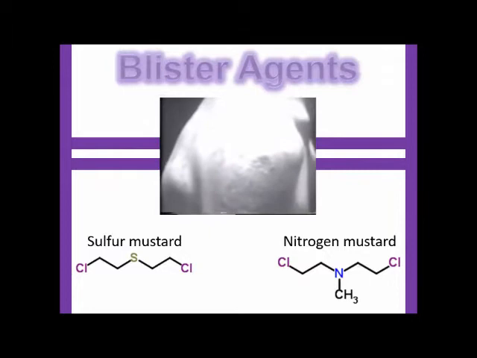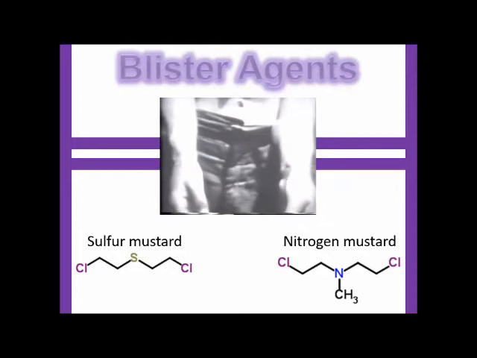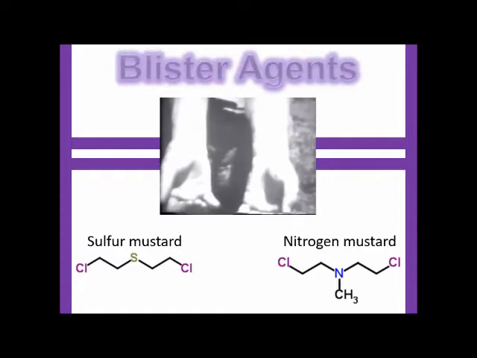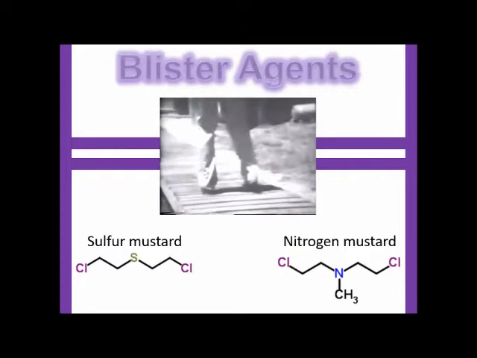While blister agents containing arsenic produce immediate pain upon contact, there will be little or no pain at the time of contact with mustard. In fact, symptoms of mustard are usually delayed from 4 to 6 hours. Blisters may take weeks to heal, and hospitalization is required in more severe cases.